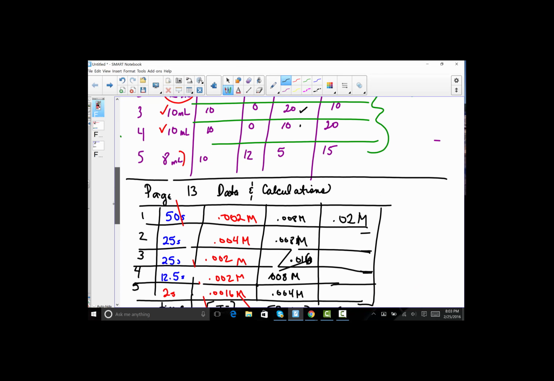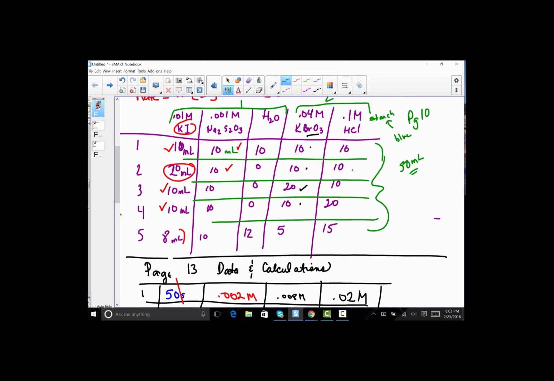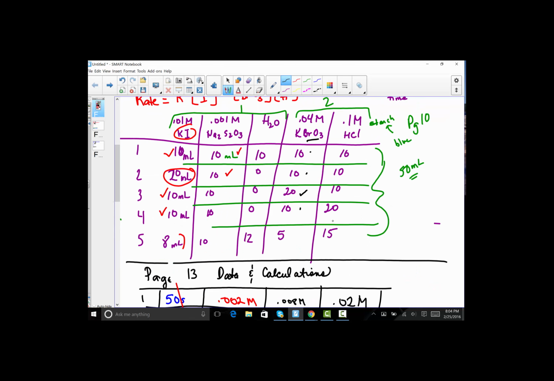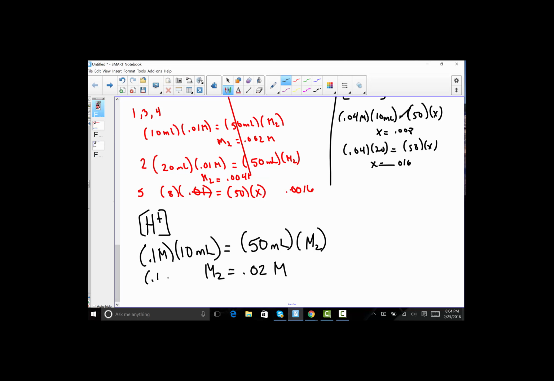Where did we use 10 milliliters? We used 10 milliliters in trial 1, 2, and 3. And trial 4, we doubled it. So to show that math, 0.1 times 20 is going to be equal to 50 times x. So we could see that that would come out to be 0.04 molar.